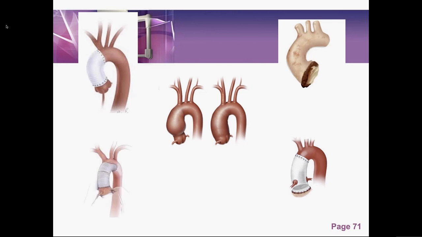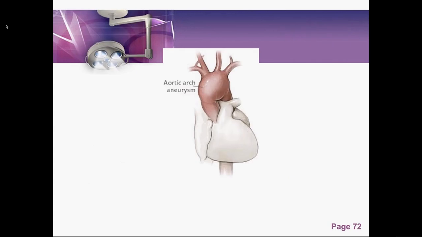Sometimes the ascending aortic dilatation extends into the proximal part of the aortic arch, in which case a hemiarch replacement is performed. Surgery for aortic arch aneurysm is much more complex. In order to perform this procedure, a bloodless field is required, which is achieved by deep hypothermic circulatory arrest.